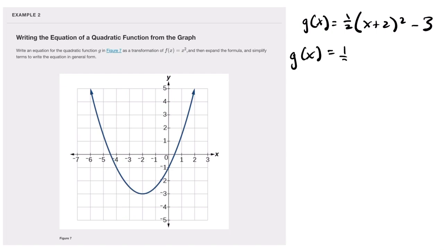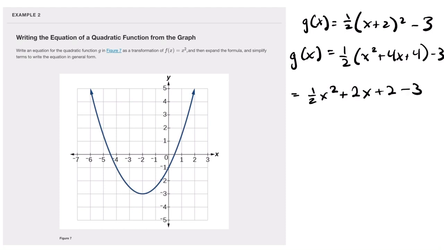So if we FOIL, that's going to become x squared plus 4x plus 4 minus 3 like this. We distribute the 1/2. That's going to be 1/2 x squared plus 2x plus 2 minus 3. So then g of x in general form should take on the form 1/2 x squared plus 2x minus 1.